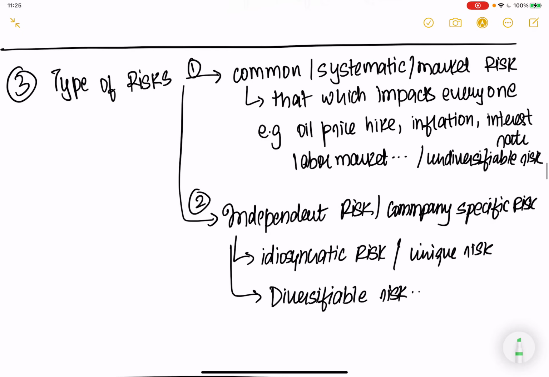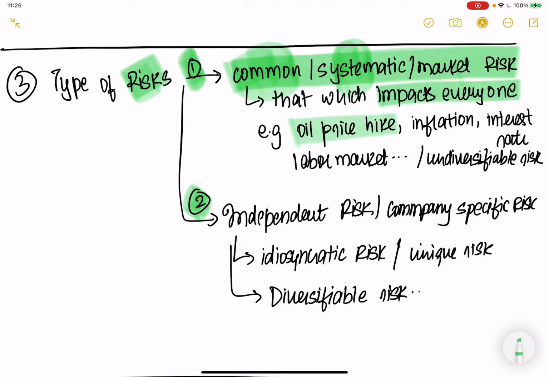All right, so let's go to the next topic. What are the types of risks? There's only two types. One is common, systemic, or market risk, which are all different terms used for the same thing. A common risk or a systemic risk or a market risk is a risk that impacts everyone, right? For example, if there's an oil price hike, then it impacts everyone, because if it's the raw material, then every company will be equally impacted. If, let's say, the interest rate goes up, that's a systemic risk or a common risk or a market risk. Or if there's a labor market issue, then these are all the same terms for the same type of risk, which is undiversifiable risk. This is the risk that you can't get rid of, right? Common risk, systemic risk, market risk, or undiversifiable risk. There are four ways of saying the same thing.